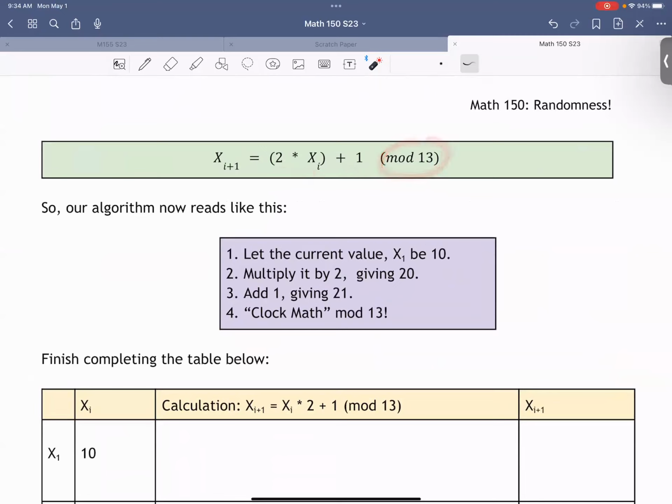Mod 13. So when we're doing this number generator, we're going to do the same thing. Let's start with the same number. We're starting with 10. We're going to multiply by 2, so that would give us 20. We would add 1 to give 21. And then at the end, we're going to do the clock math thing to do mod 13 so that our number is actually between 0 and 12. Hopefully that makes sense. Why don't we go through a few of these.